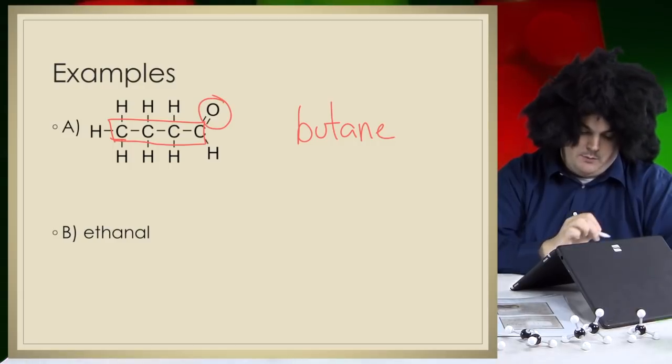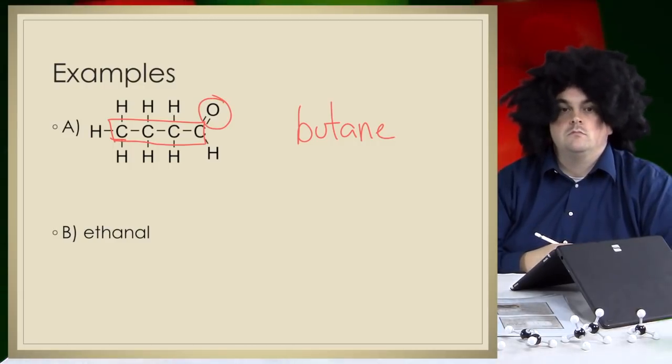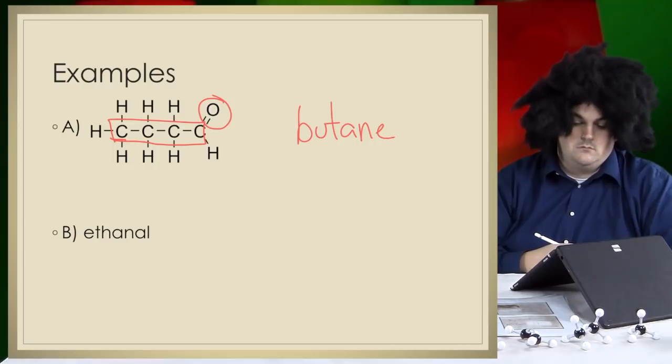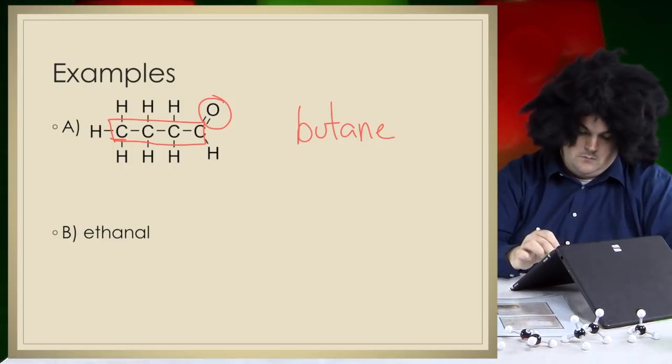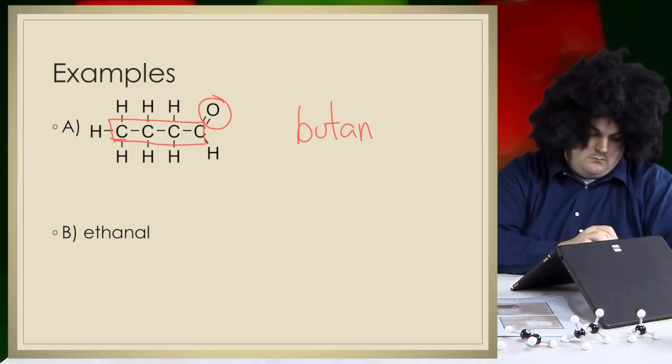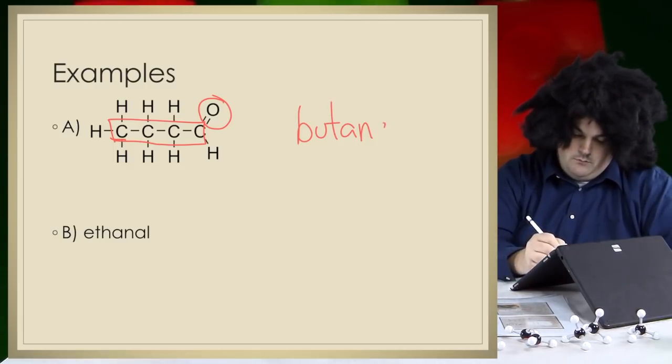All right, we are going to find that functional group so we can decide what to do with this next. It's a double bonded O right there. And notice how it's on the end of the chain. That's how we know that it's an aldehyde. We're gonna drop the E off of butane, and we're gonna add the ending Al.